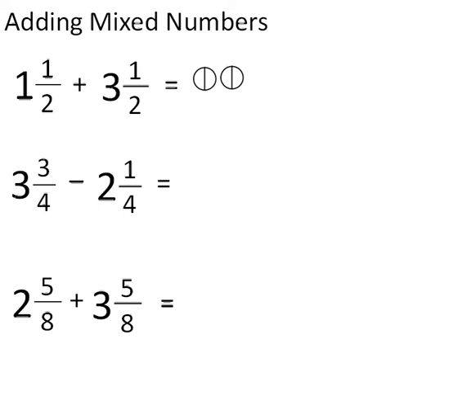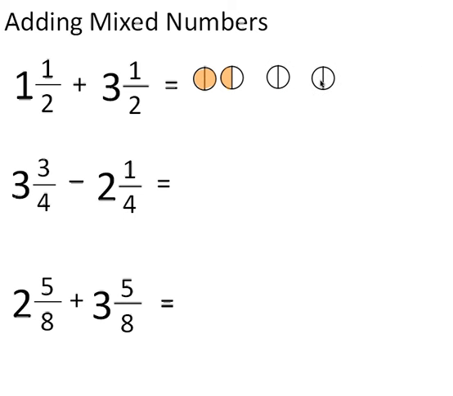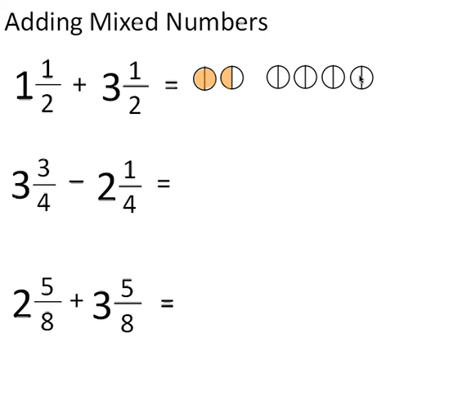Okay, I'll need to colour that in. Here's 1.5. And I'm going to add that to 3.5. 1, 2, 3, and half of that one. Okay, so that's 1, 2, 3 wholes and 1/2.